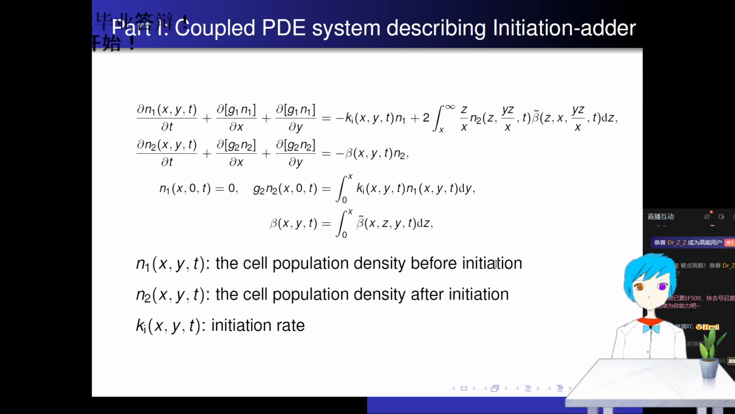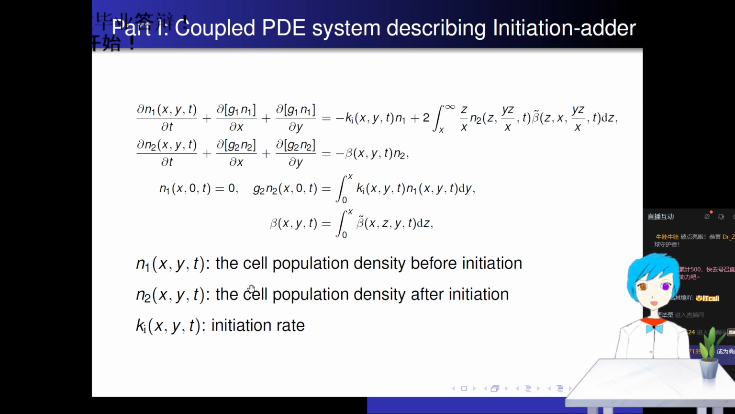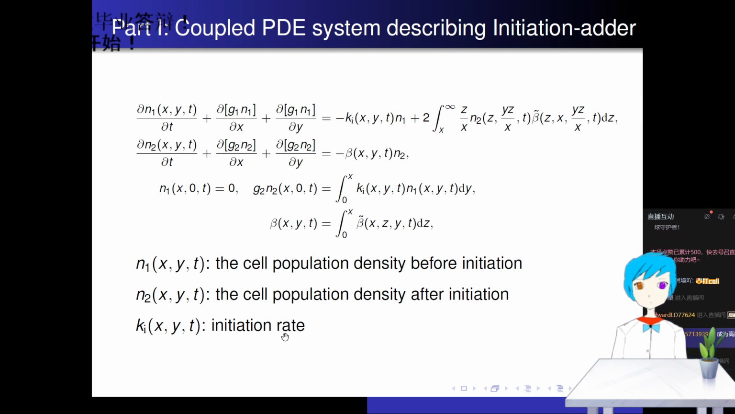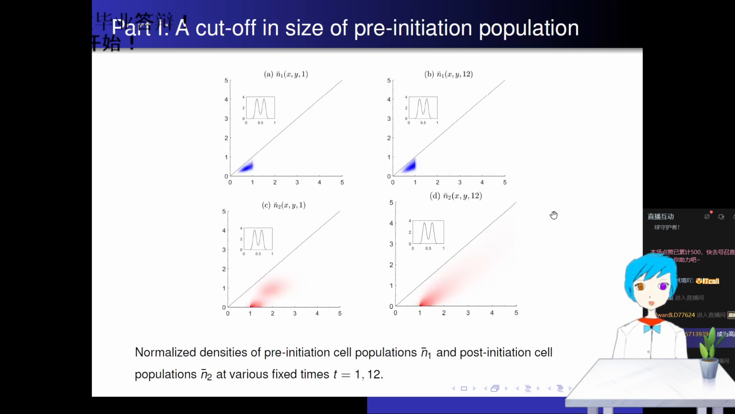We can also incorporate this hypothesis in our PDE model by splitting the cell density into two sub cell densities: N1, the cell population density before initiation, and N2, the cell population density after initiation. So N1 can convert into N2 through initiation. We also carried out some numerical experiments to numerically solve this PDE. We found that this initiation adder mechanism can lead to effective cell size control.